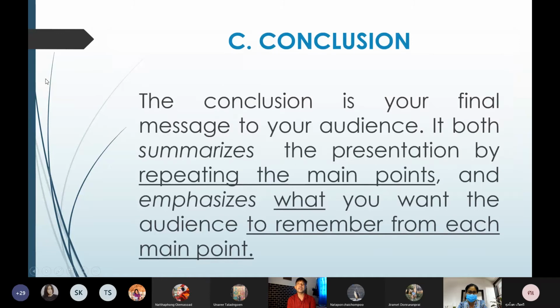The next one. Okay, the conclusion. The conclusion is your final message to your audience. It both summarizes the presentation. When we say summarize in Thai, let me just speak one word in Thai, salup, by repeating the main points and emphasizes what you want the audience to remember from each main point. Again, so the functions of conclusion: summarize, emphasize. Summarize, emphasize. Okay.